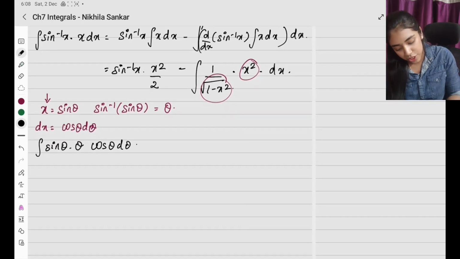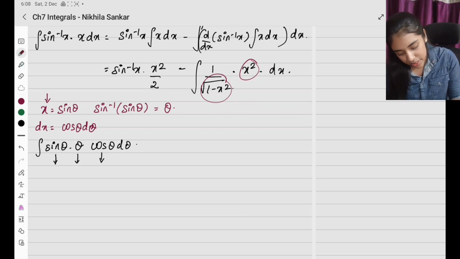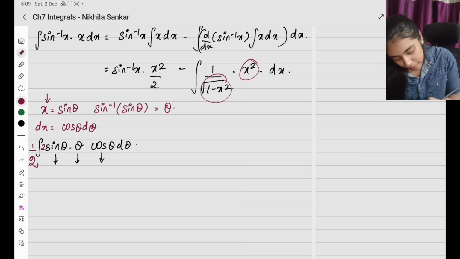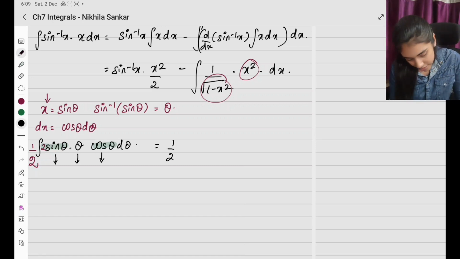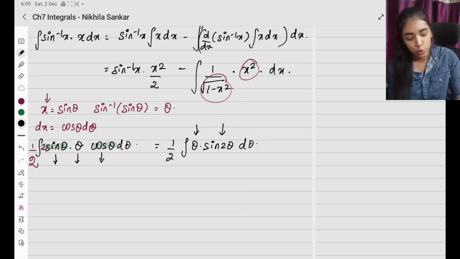Okay, now I have sine theta, theta, cos theta. I have three different functions. I have u function, v function, w function. So either further I have to simplify pannalam. I can divide by half and multiply by half. And I know that 2 sine theta cos theta is going to be sine 2 theta. So after simplifying, I have half times theta into sine 2 theta times d theta.